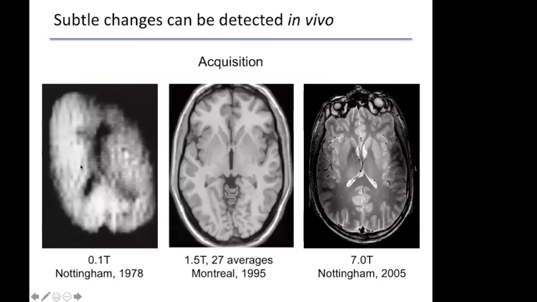I think one of the other exciting things about structural MRI is just how far we've come in a relatively short period of time. So this on the left is one of the first brain images ever acquired of a human brain, and this was acquired on a 0.1 Tesla system, handmade in Nottingham, where Peter Mansfield was one of the winners of the Nobel Prize for his discoveries in magnetic resonance imaging. And if you can make out a brain in there, congratulations.